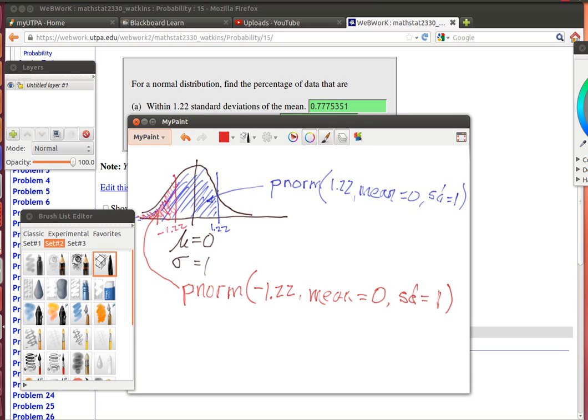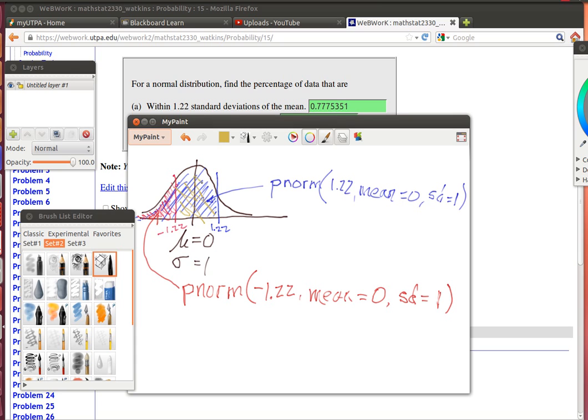Then this blue area, the area below 1.22 standard deviations, could be calculated by the pnorm. Pnorm 1.22 in a normal distribution that has a mean of 0 and a standard deviation of 1. This red area could then be calculated by the pnorm of negative 1.22, mean of 0 and a standard deviation of 1. Then the area that we want, the area in between these two, that's this yellow area right here.